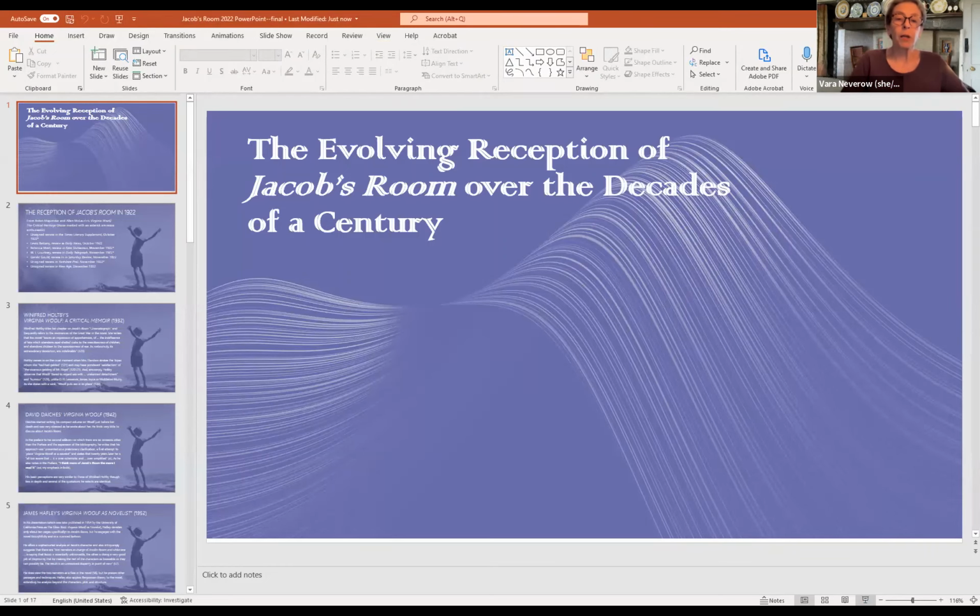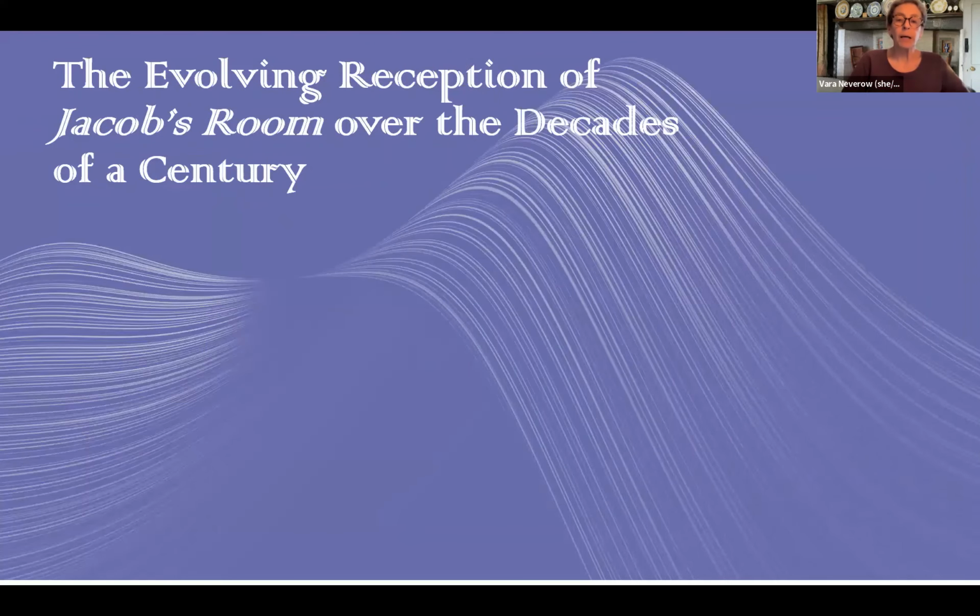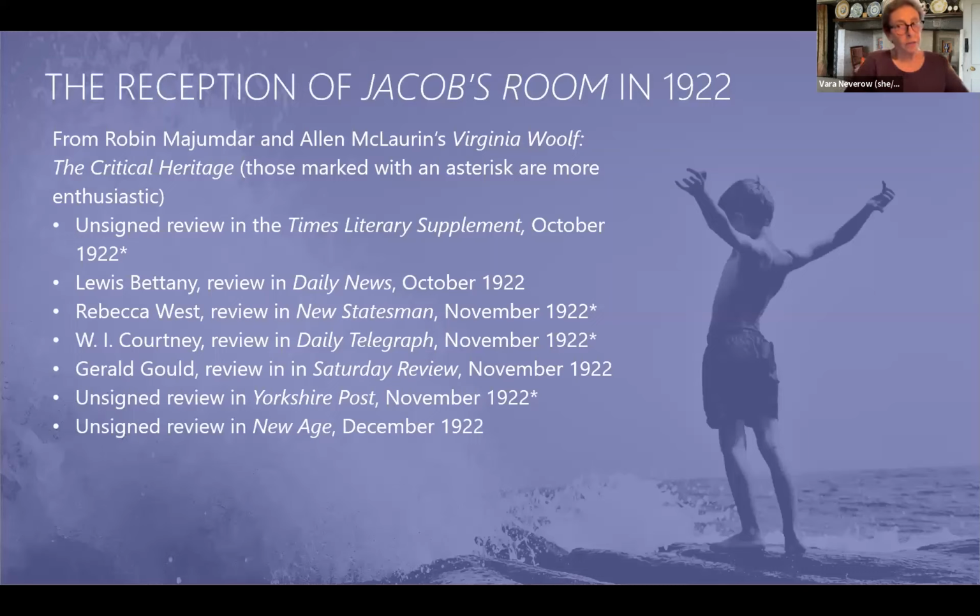Instead, I want to create a collage of random patterns that have emerged from instances of criticism and reception, decade by decade, starting with the reviews in 1922 and ending with the sole essay on Jacob's Room that was published in 2022. For obvious reasons, I'm not delving into any of the texts. I'm just giving an overview of sampling, if you will.